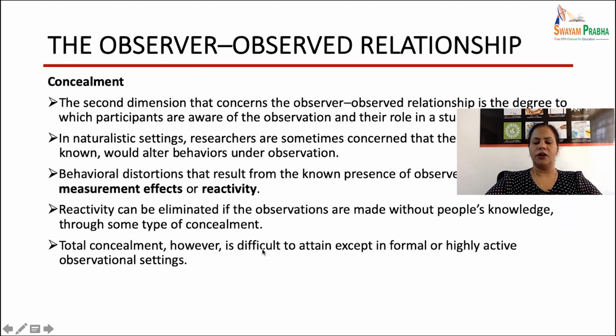But total concealment is difficult to attain except in formal or highly active observational settings. Usually it is not easy to conceal, because people will get to know that somebody is observing. But in an area which is very active, for example a hospital, people are usually busy providing care, or patients are coming to the OPD. If you sit in one corner, people may not know that you are observing them. So concealment is possible there. But in a situation where few people are present and they are doing something, usually they will get to know, and there is no possibility of total concealment.